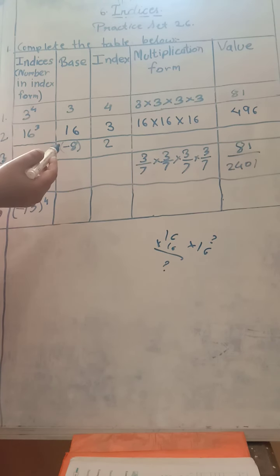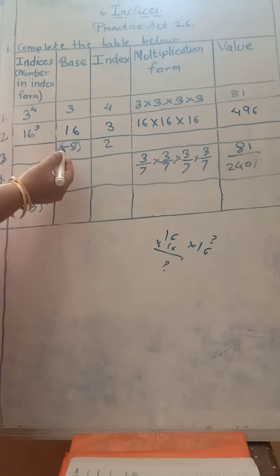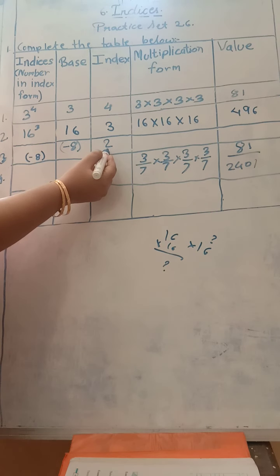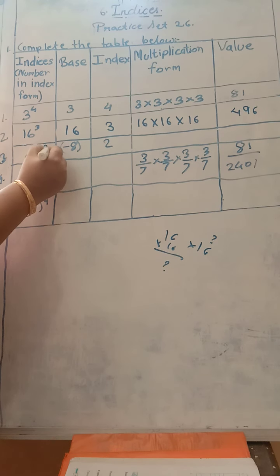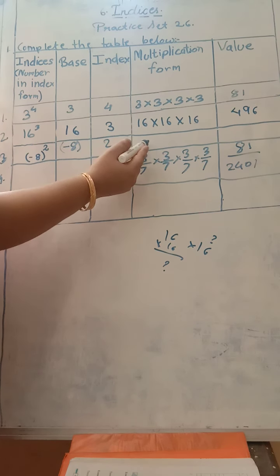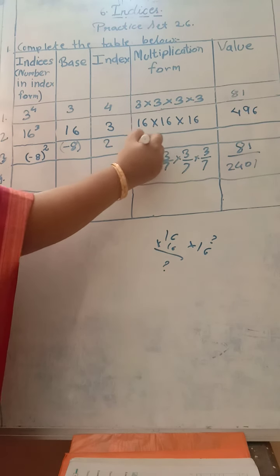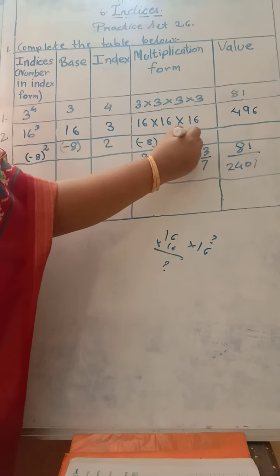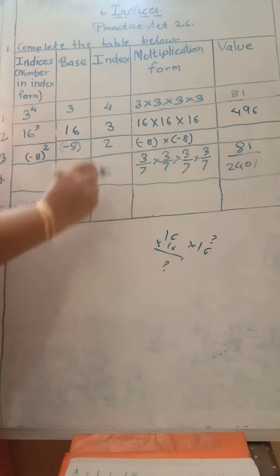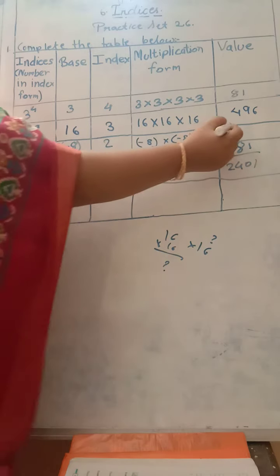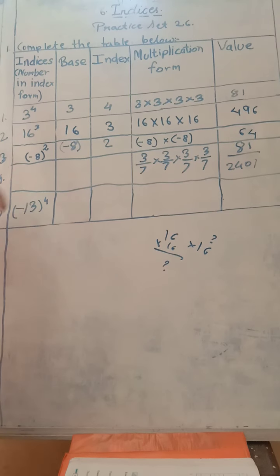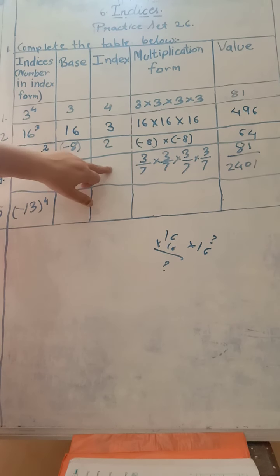They have given you the base and index. So what is the base? Minus 8. So you will write here minus 8. Index is 2, means the power will be 2. Did you understand? Now, how will you write the multiplication form? Minus 8 multiplied by minus 8. Okay. So, 8 8s are 64 and both numbers are negative, means the answer will be positive, that is 64. Now, for index form, base and index we have to write.